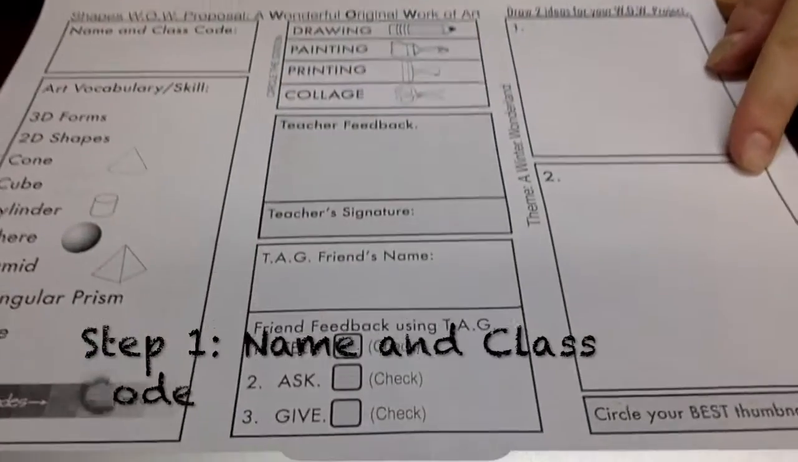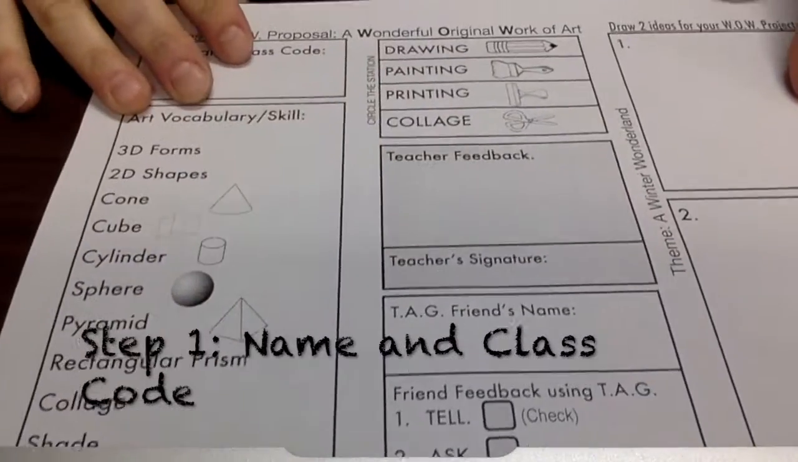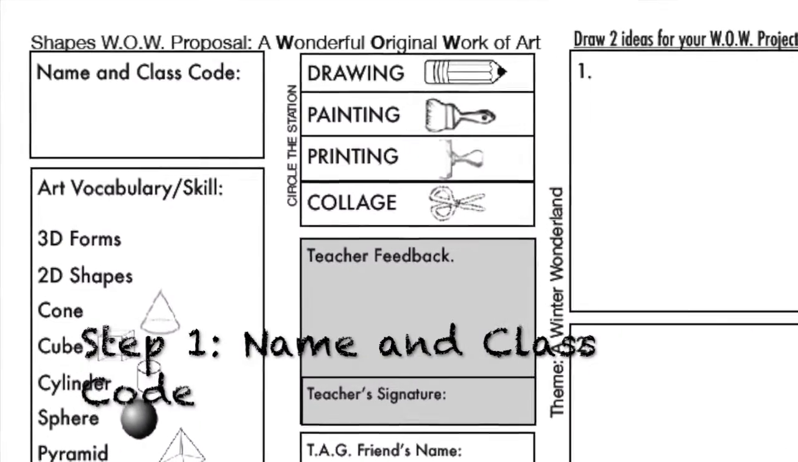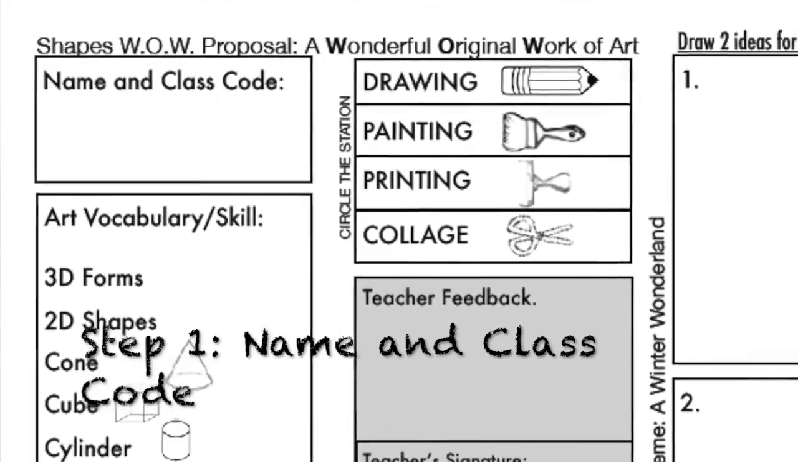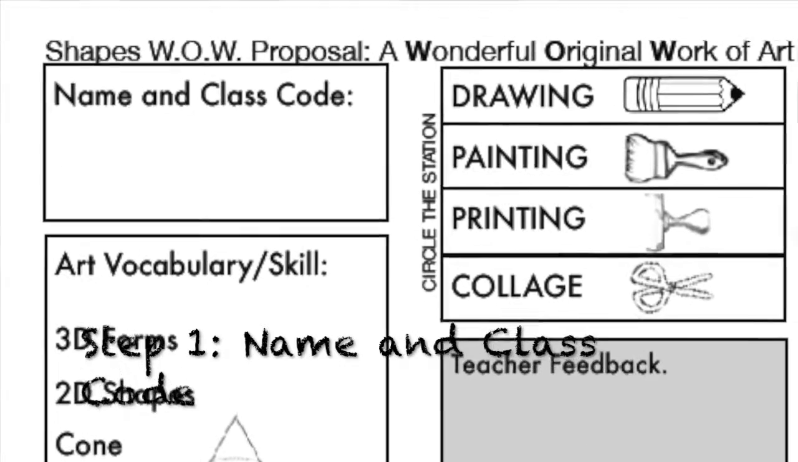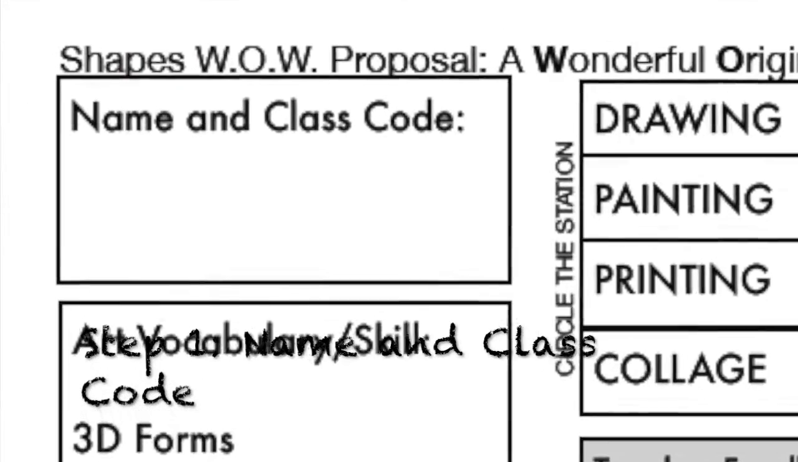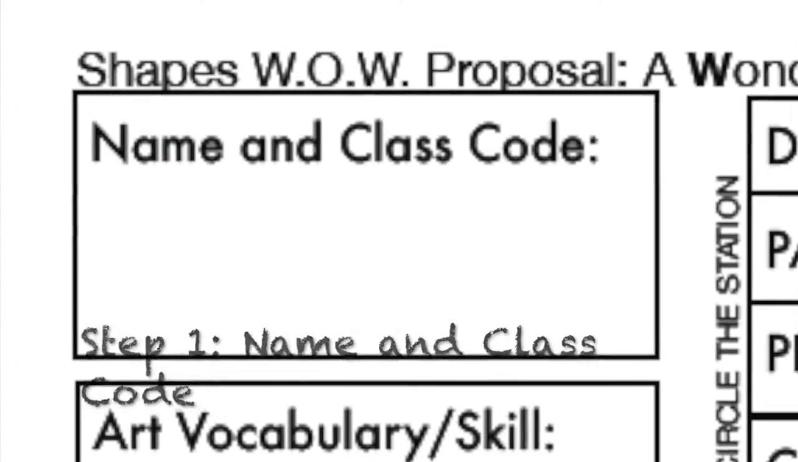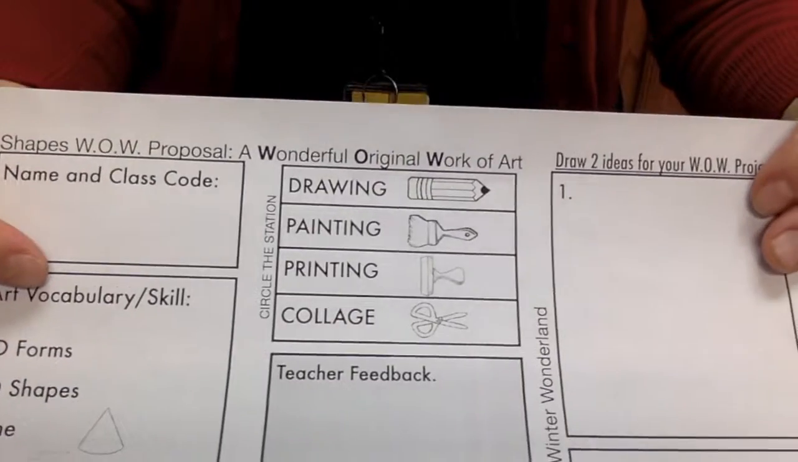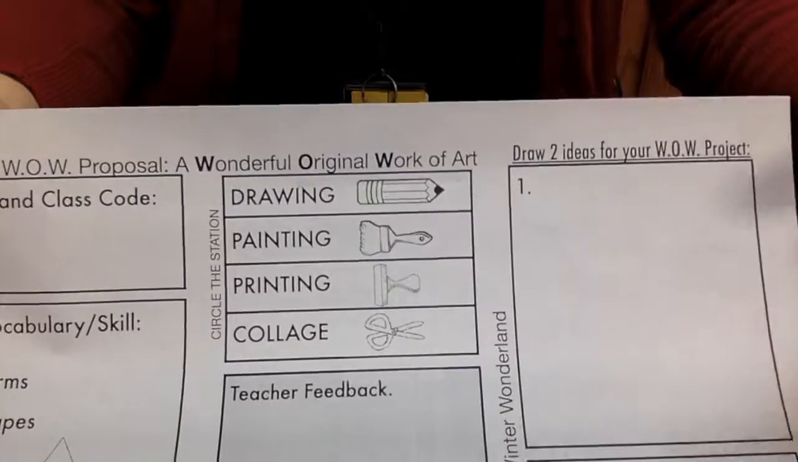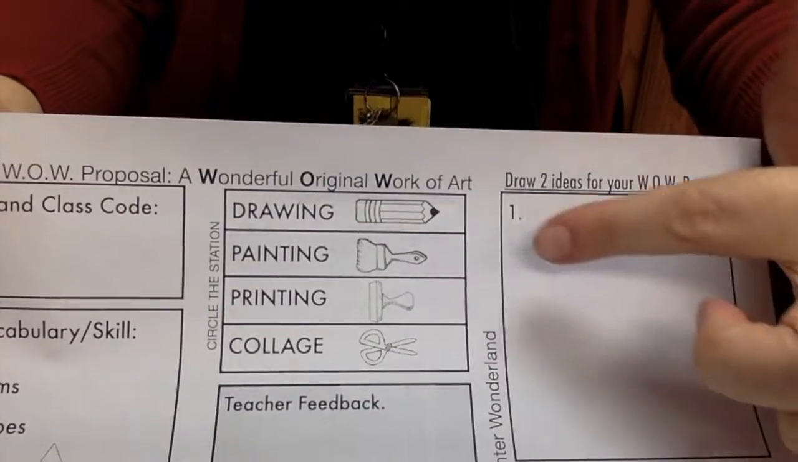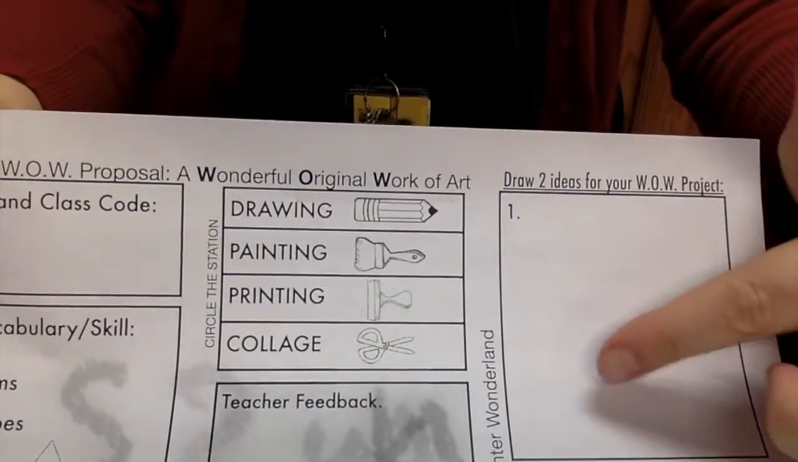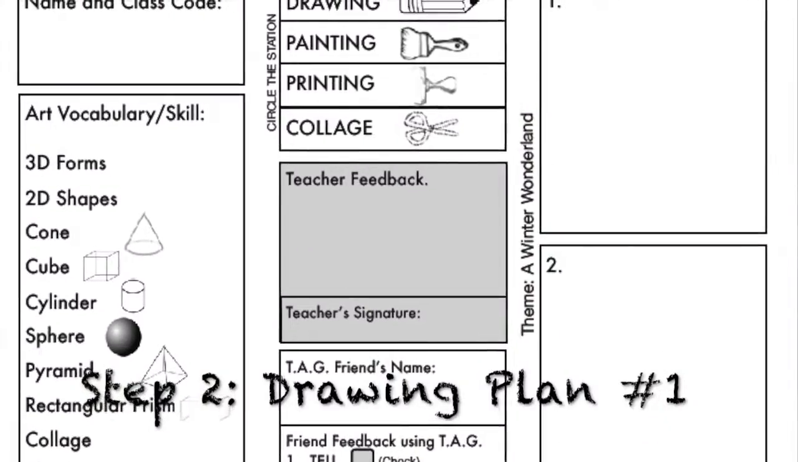When you put that paper in front of you, the first thing that I want you to do at the top is fill out your first name, your last name, and your class code. And then I want you to move over here to drawing box 1. And this is where you're going to start your first sketch.